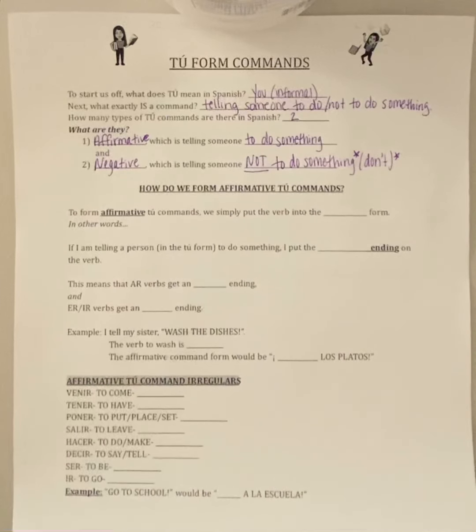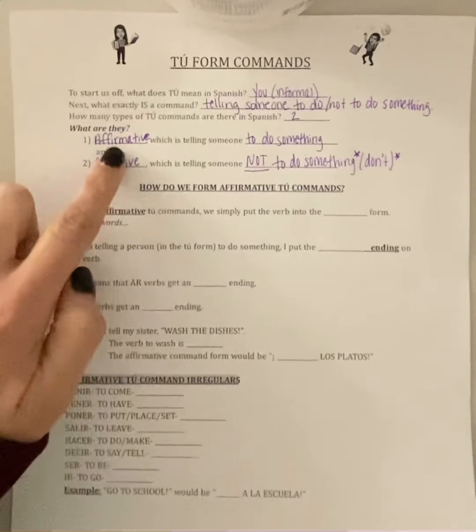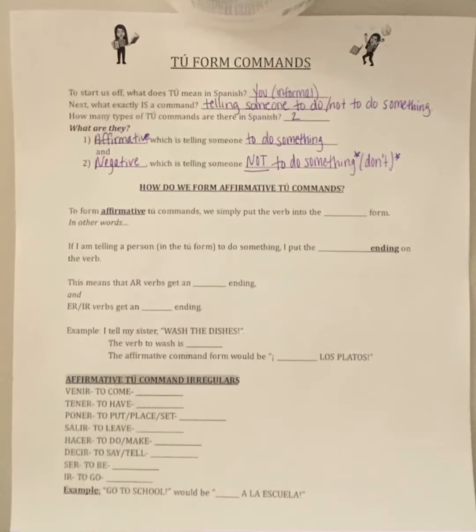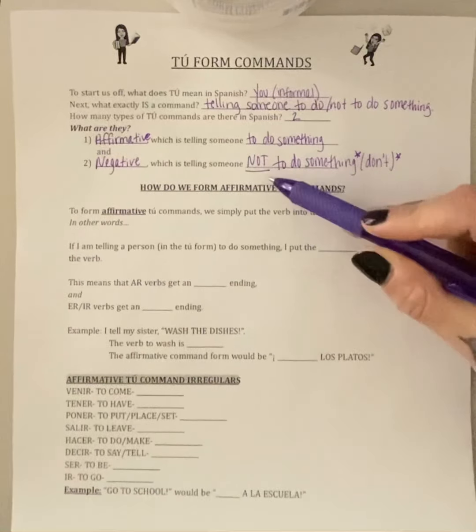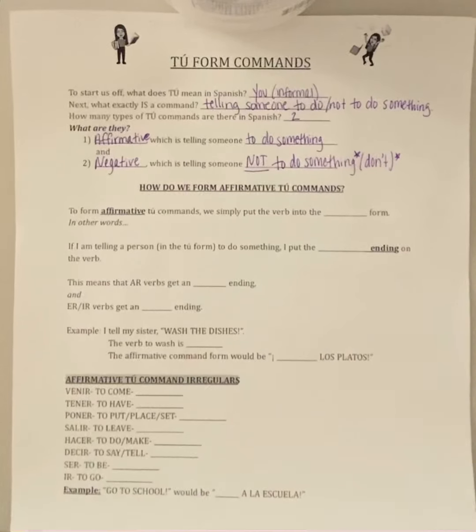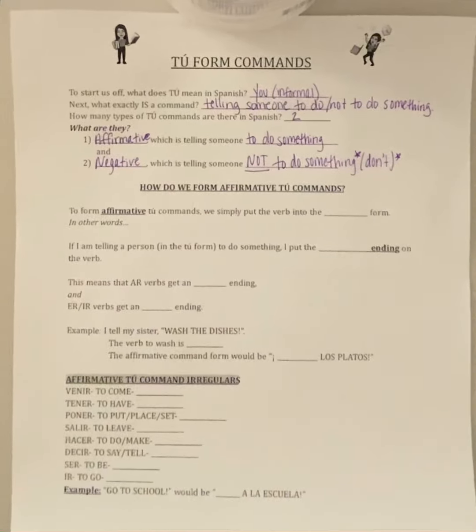So to recap, affirmative is telling somebody to do something. For example, close the door. That's affirmative. Telling them to close the door. Versus negative would be don't close the door. Do not close the door. Okay? So those are our two types of tú-form commands. And really thinking of commands in general, that's two types.